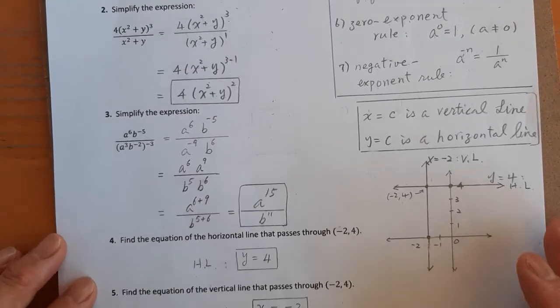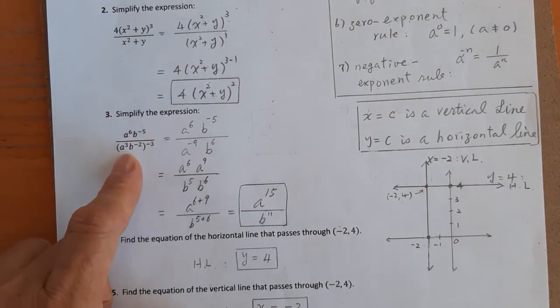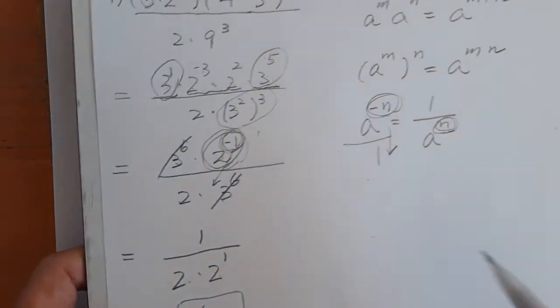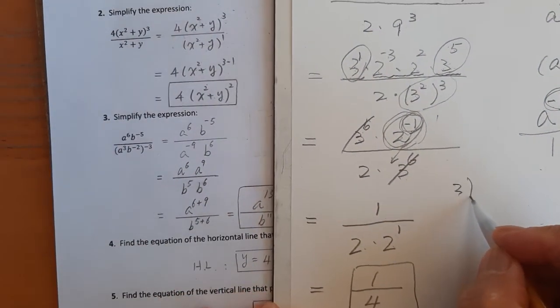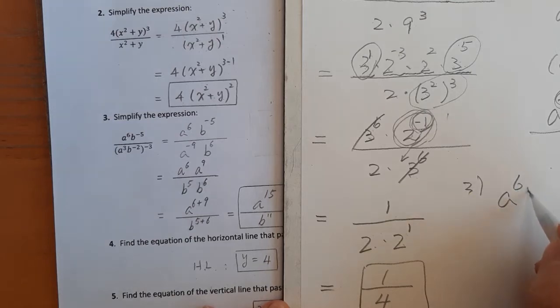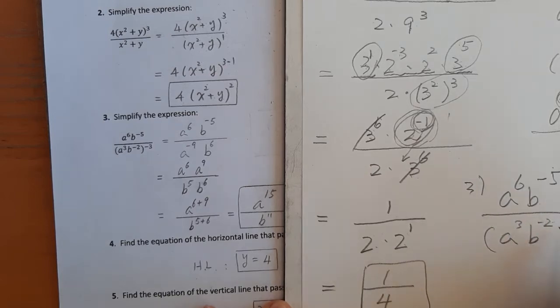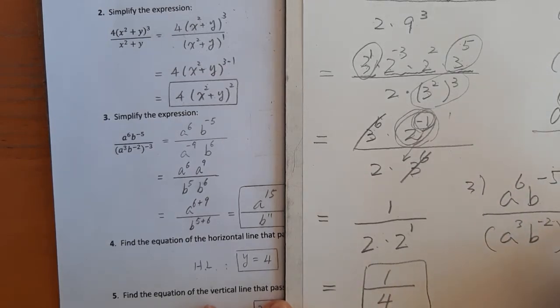The next question, simplify the expression. Question 3 is a to the power 6, b to the power negative 5, over a cubed, b to the power negative 2, all to the power negative 3, equals.